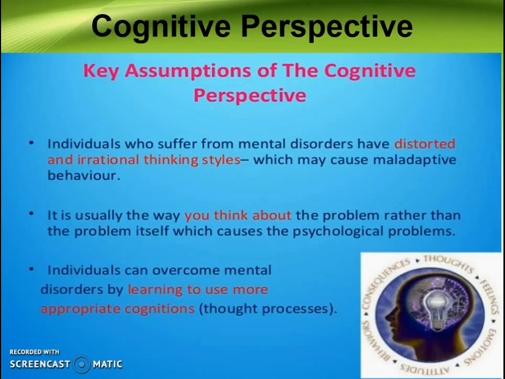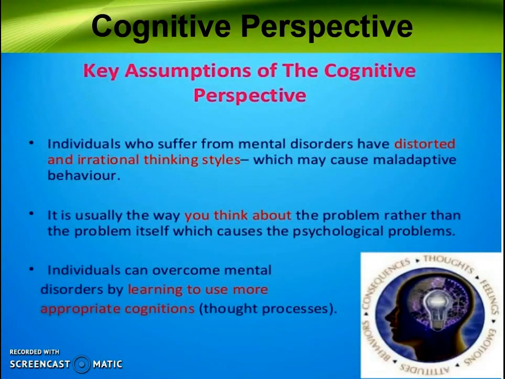Then there's the cognitive perspective. Key assumptions of this perspective say that individuals who suffer from mental disorders have an irrational thinking style, which causes maladaptive behaviors. It's the way we think about problems rather than how we can solve them. And of course, individuals can learn to overcome.